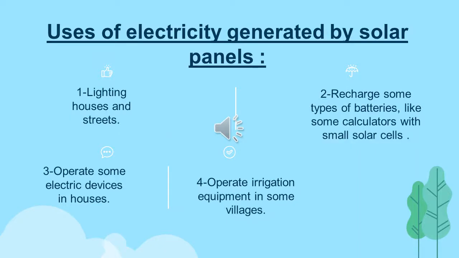Now, let's talk about the uses of electricity generated by solar panels. 1. Lighting houses and streets. 2. Recharge some types of batteries, like some calculators with small solar cells. 3. Operate some electric devices in houses. And 4. Operate irrigation equipment in some villages.